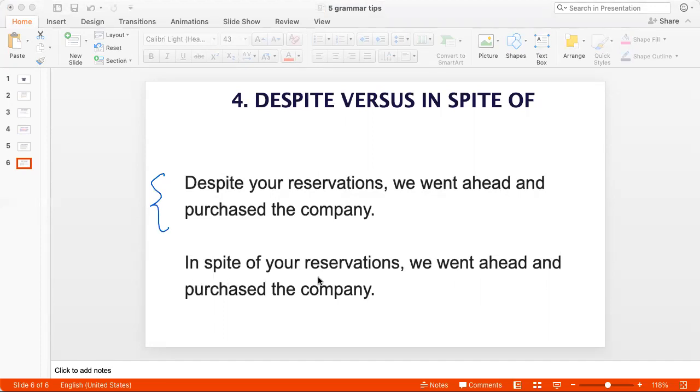And in spite of means the same thing. In spite of your concerns or your reservations, we went ahead and purchased the company. What is important and what I'm trying to stress is that despite does not take any preposition, right? So despite of is wrong, right? While in spite takes the preposition of. So in spite of your reservations, we went ahead and purchased the company. So remember this when you are asked to choose between these two options.